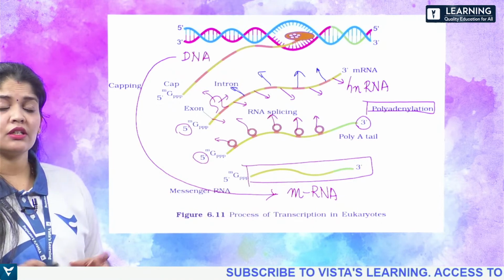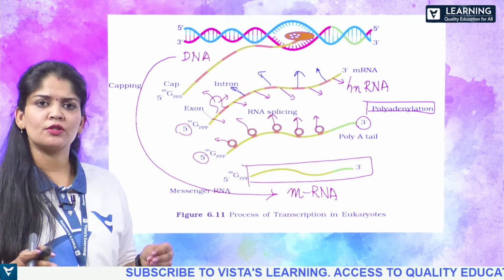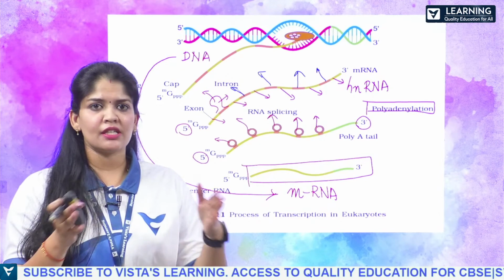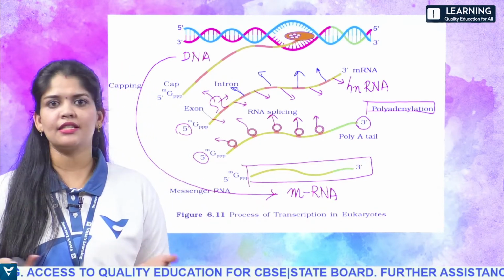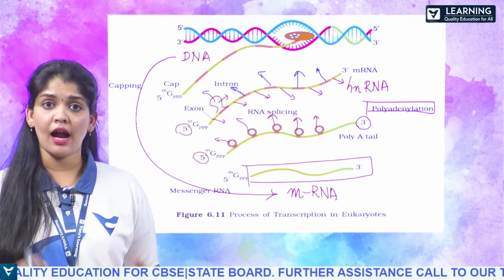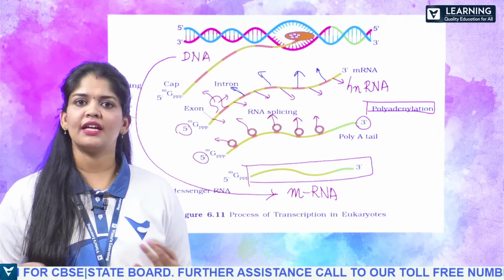But when compared to the prokaryotic cell, where we don't have any compartmentation, both processes take place within a single compartment, that is the cytosol of the cell, and there is no splicing, there is no tailing, there is no capping.